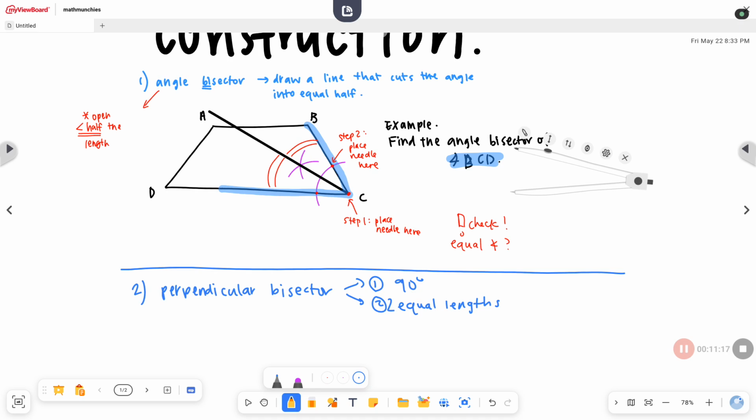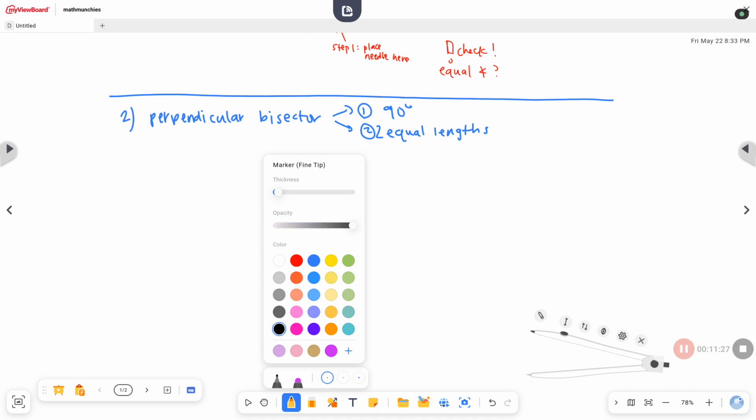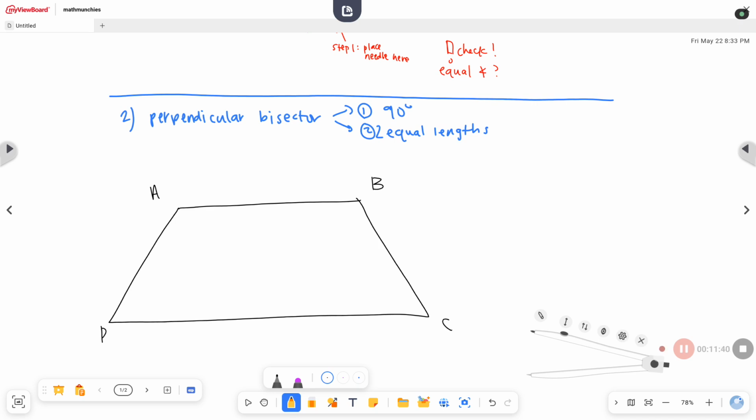Understand? So right now, I would randomly draw. Let's bring my compass down. I will randomly draw one. So you guys also can randomly draw. Make sure it covers half of the paper. So let's draw randomly. Cover half of the paper. And we have A, B, C, D. Okay. So right now, can you see that this is the length DC?